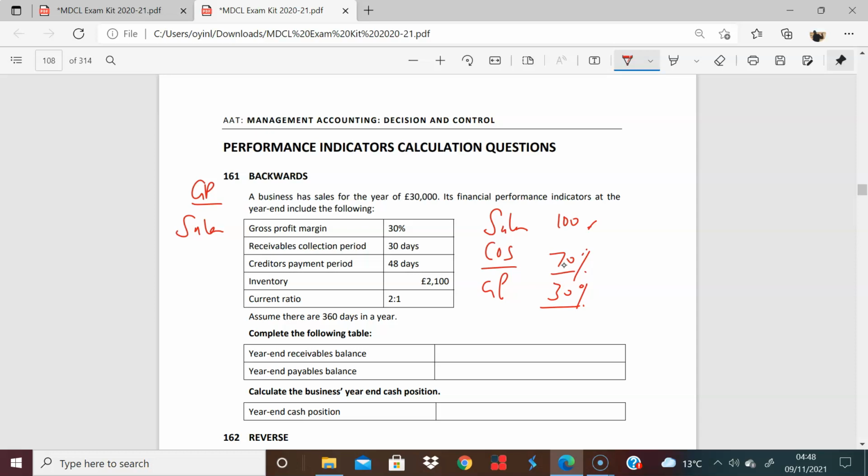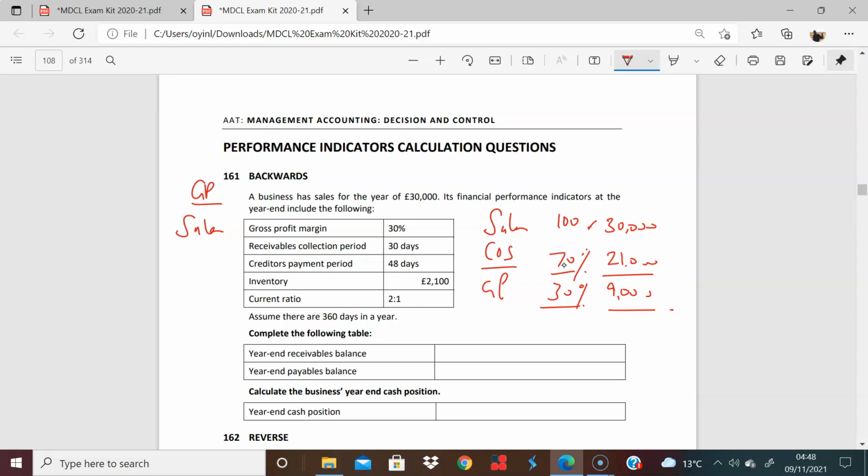Right. So it says here that you have sales of 30,000. So if you had sales of 30,000, gross profit is 30% of that. So 30% of 30,000 is 9,000, isn't it? Which means that your cost of sales must have been 21,000. So this is your starting point, just being comfortable with that relationship. Right. So let's carry on.